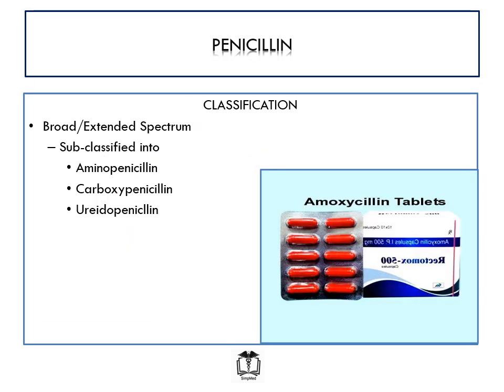Let's go on to the broad and extended spectrum penicillin. We saw that we classify them further into aminopenicillins, carboxypenicillins, and ureidopenicillins just by virtue of the particular side group or side chain that is attached to them. Aminopenicillins tend to have an amino group attached to the penicillin. Carboxypenicillin has a carboxylic group attached to the penicillin, and then ureidopenicillin has an extra group attached to it.